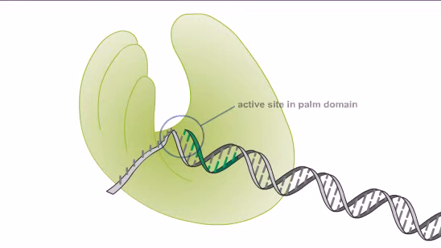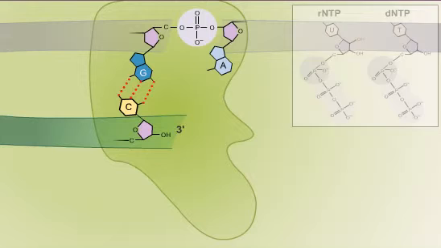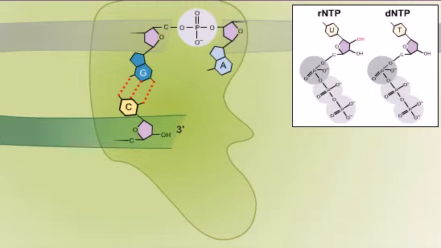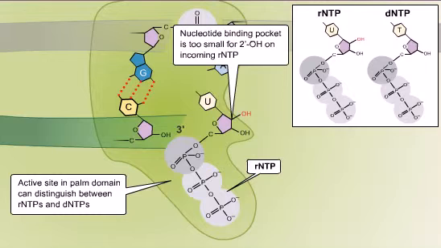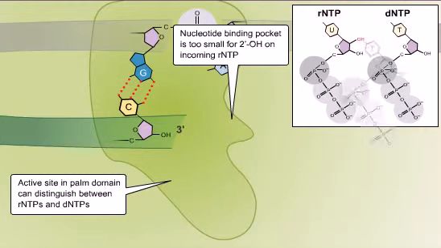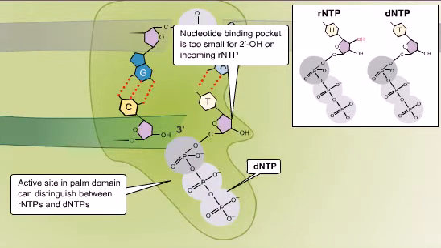The active site of DNA polymerase is able to distinguish between rNTPs and dNTPs, even though rNTPs are present at approximately 10-fold higher concentration in the cell. The nucleotide binding pocket is too small to accommodate the presence of a 2' hydroxyl on the incoming nucleotide, allowing the polymerase to sterically exclude rNTPs.